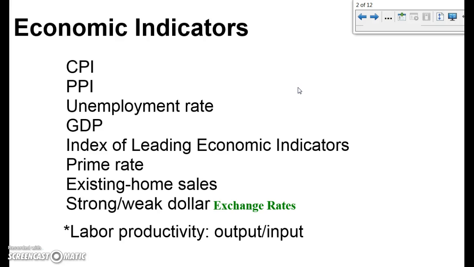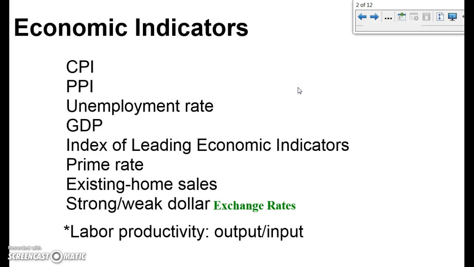The unemployment rate, I mentioned before, GDP. The Index of Leading Economic Indicators is a collection of different indicators, different data, including things like existing home sales, which is listed there, or basically like filing for unemployment benefits. So we'll look more at that in terms of Quiz Bowl, probably, because that's where they tend to show up.